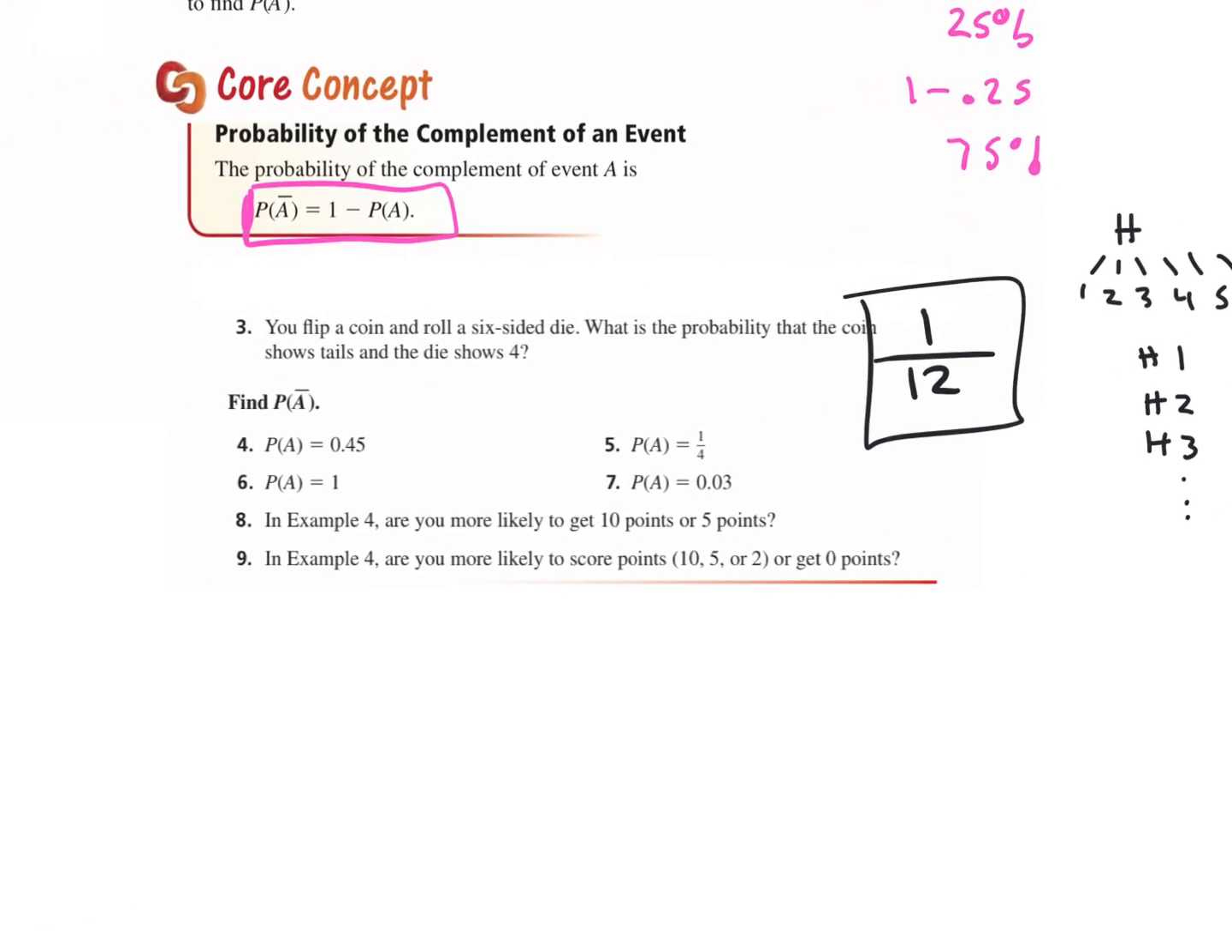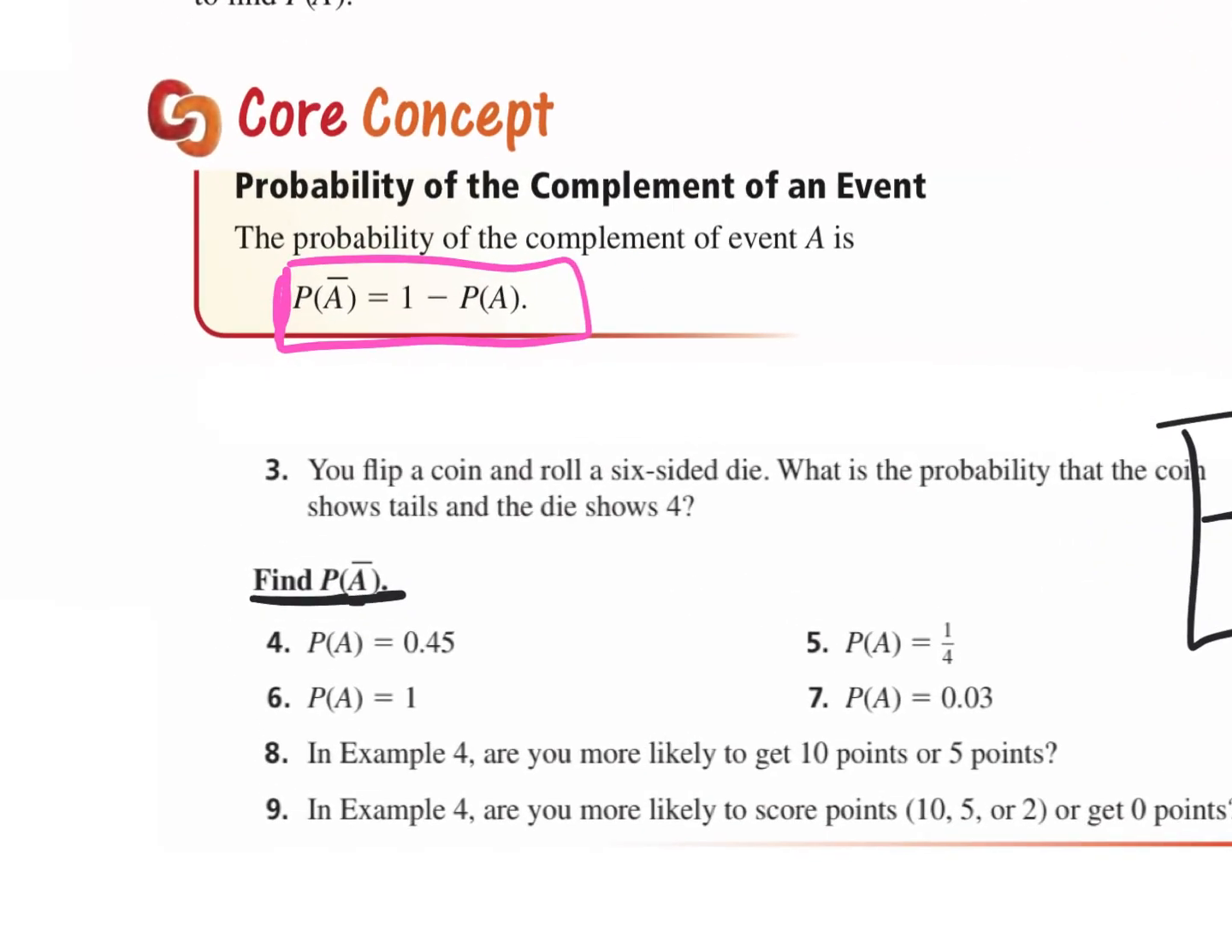Alright, let's look at the bottom. So we need to find the probability of the complement of A. So going back to here, we know that the probability of the complement is equal to 1 minus the probability of it actually happening. So for number 4, if our probability of it actually happening is 0.45, the probability of the complement, so the probability of A bar is what it's called, is 1 minus 0.45, which is 0.55. Perfect.